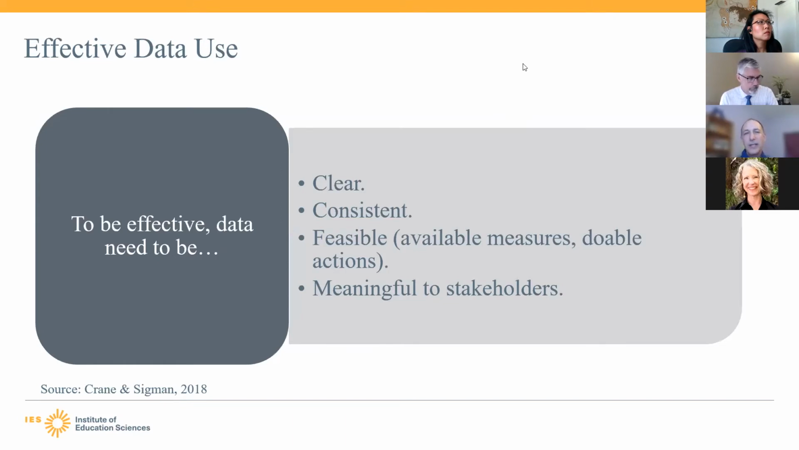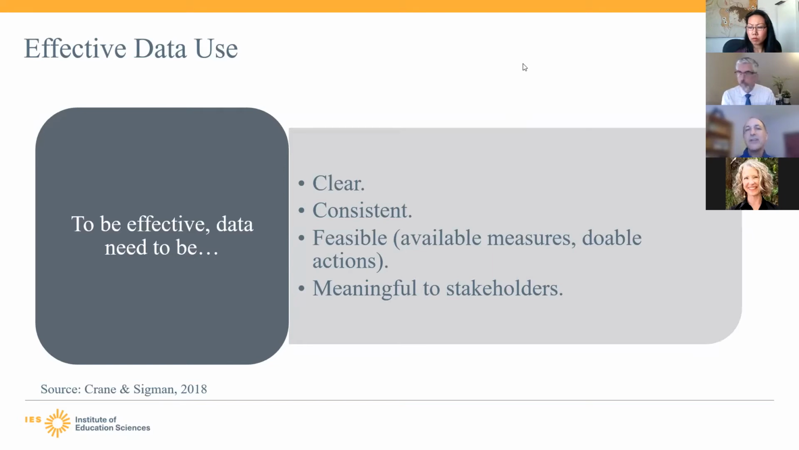So for data to be effective, a few key attributes need to be present. Data need to be clear and unambiguous. If there's confusion about what the data mean, then the data are not going to be effective. The same things need to be collected over time. There's a consistency in data so the change can be measured.